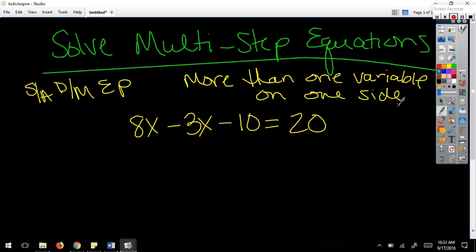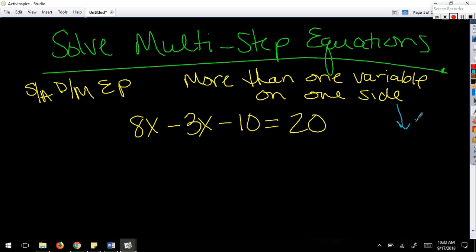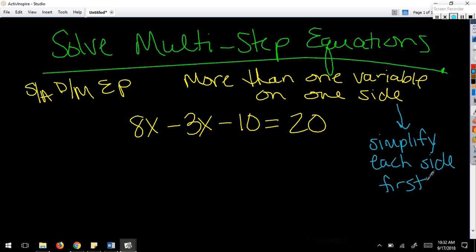So what I'm going to say is when you see this situation, I want to simplify each side first before I solve. I'm going to give you a second to catch up with me. 8x minus 3x. Exactly. So these are the two terms that I'm going to combine. So what is 8x minus 3x? 5x. 5x minus 10.